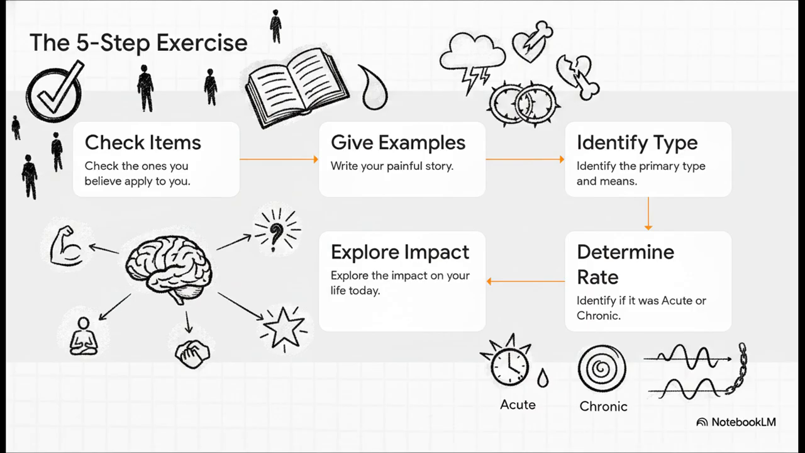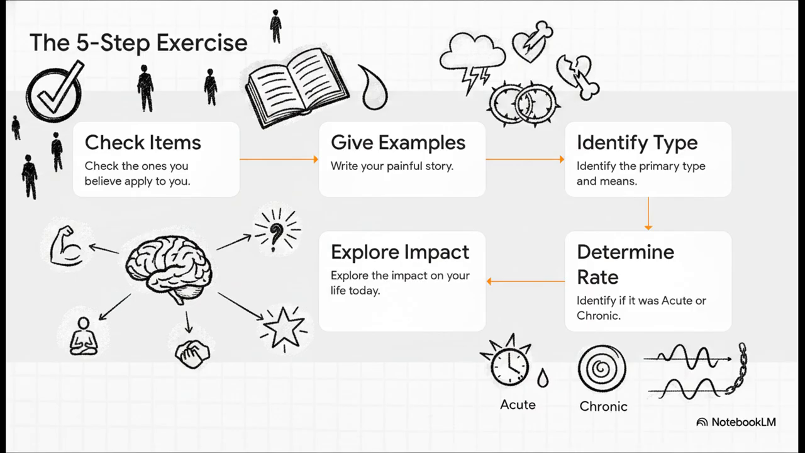Take your time scanning through the physical, emotional, mental, spiritual, sexual, and social categories. Step 2 is tough, but brave. Give examples. Write down your specific, painful story right next to the items you checked. Acknowledging exactly what happened is incredibly difficult, but it's vital. Step 3, identify the primary type and means. Was the root of this emotional or social? And was it a direct, invasive act of commission, or was it a profound neglect of your basic needs?